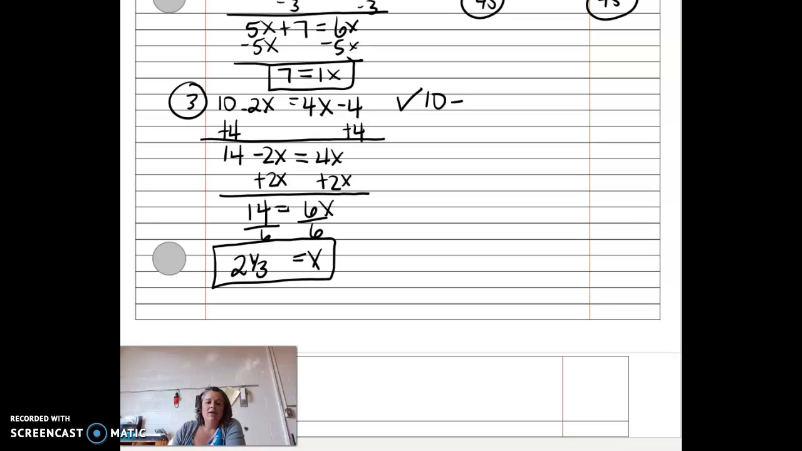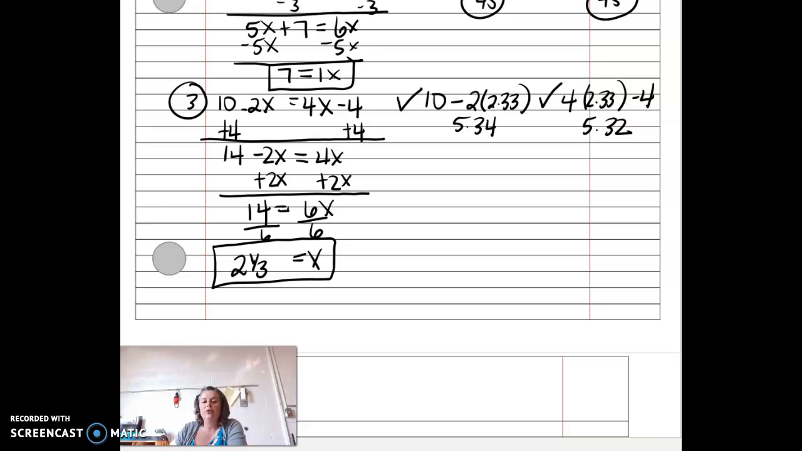Do the 10 minus the 2 bags of $2.33. If we get out our calculator and put in 10 minus 2 times $2.33, you get $5.34. And then let's check the other side. If I have 4 bags with $2.33 in there, and then I take away $4, what do I have? If I put in 4 times $2.33, and then minus 4, I get $5.32.